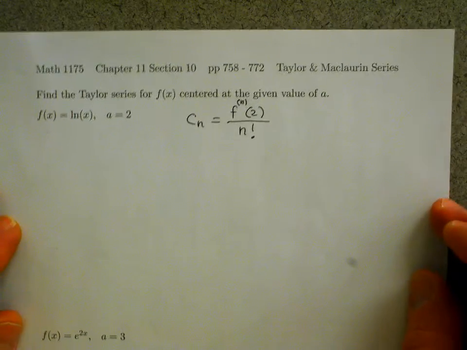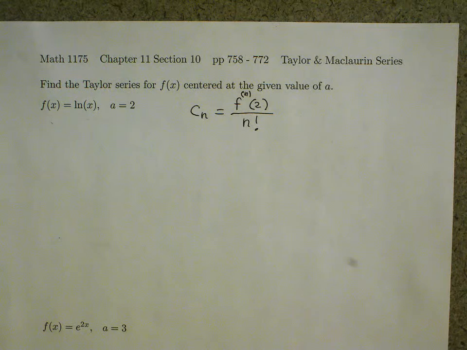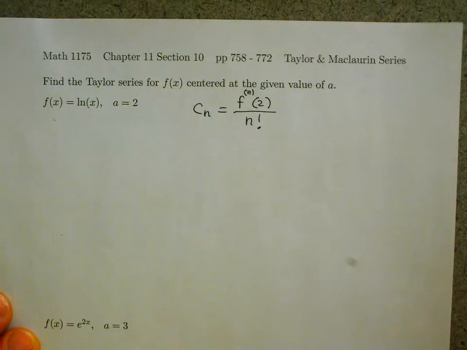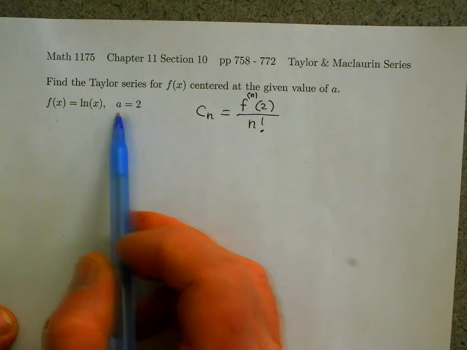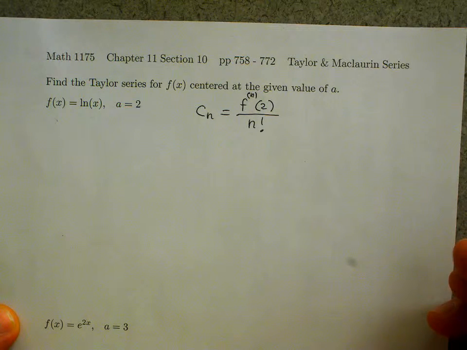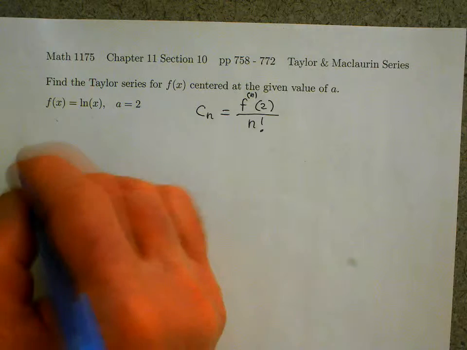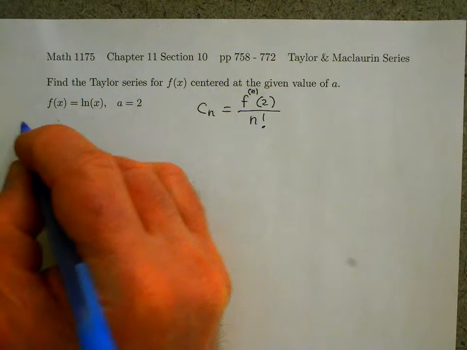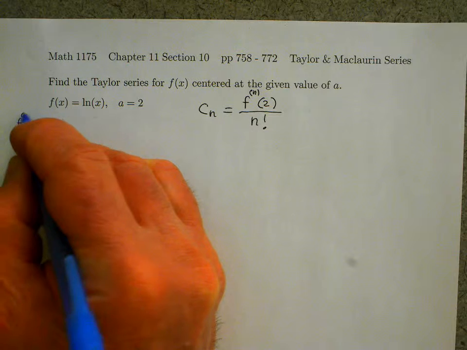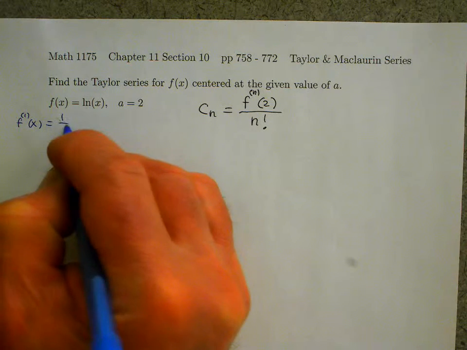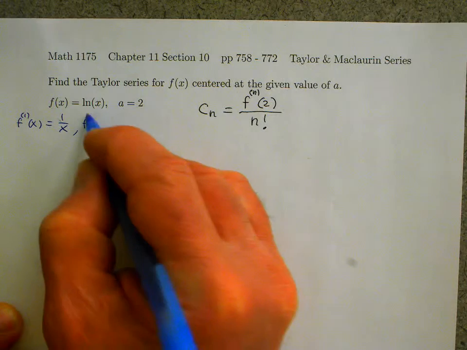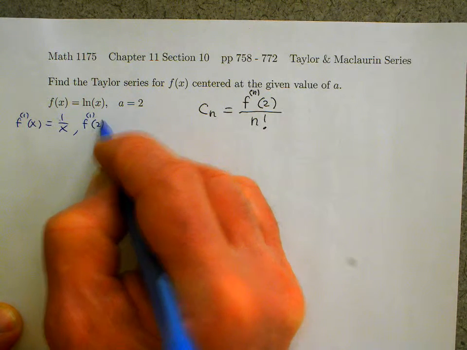Okay, the next problem from section 11.10 that we just got started on last time. Find the Taylor series for f of x centered at the given value of a. So f of x is the natural log of x, and a is 2. So let's find the first few derivatives. The first derivative is 1 over x, and then evaluate that at 2, we get 1/2.